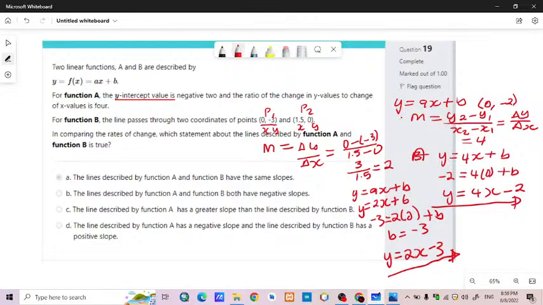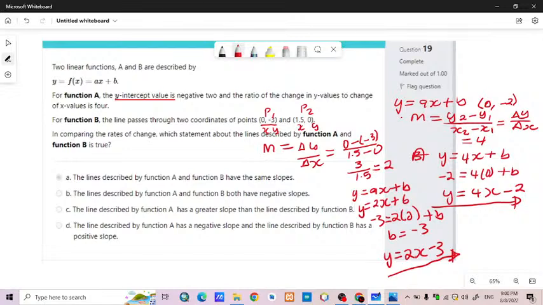Okay, so here what they're saying, in comparing the rate of change, which statements about the lines described by function a and function b is true? Okay, they want a statement that is true, right?